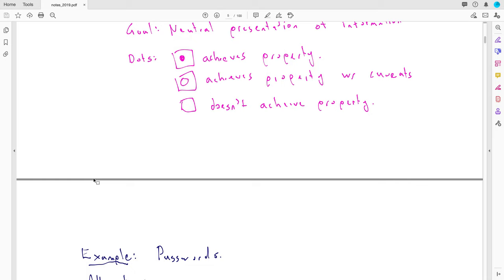We're going to look at passwords as our example, and this is meant to evaluate lots of different alternatives, in this case alternatives to passwords. Passwords isn't the only way. Think about a website: the website wants you to log in. You can create a password. You can remember your password.